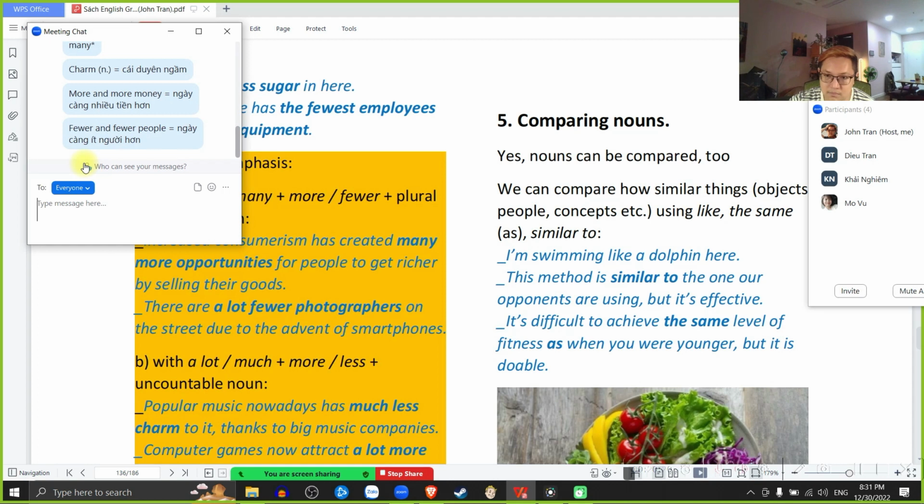It's difficult to achieve the same level of fitness as when you were younger, but it is doable. Fitness, chứ không phải là fitness.